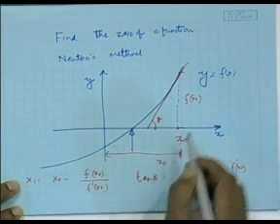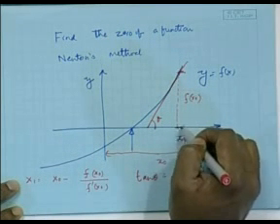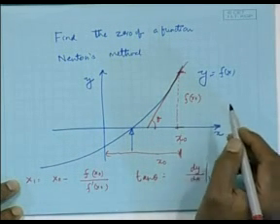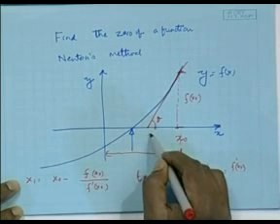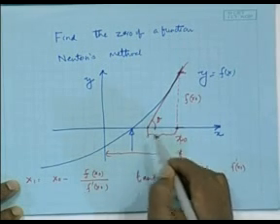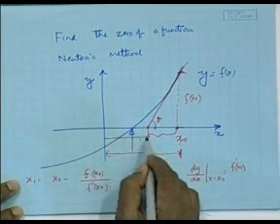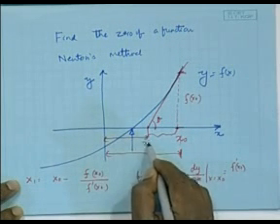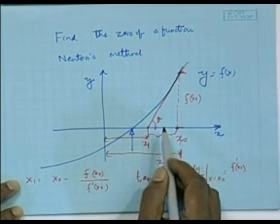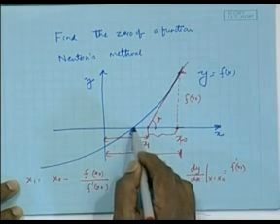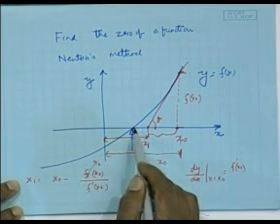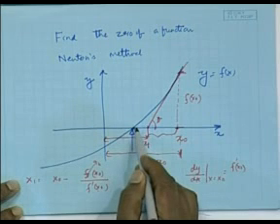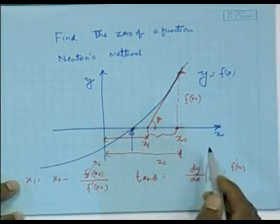Will I be wrong? No, because this length is f of x naught, and this is tan theta, so f of x naught by tan theta is this length. So my next guess will be x1 here. As you go on, after some time, at a particular point f of x will vanish. Even if it has some value, it will vanish, and if it vanishes, it will just stay there. So this method will be stable.